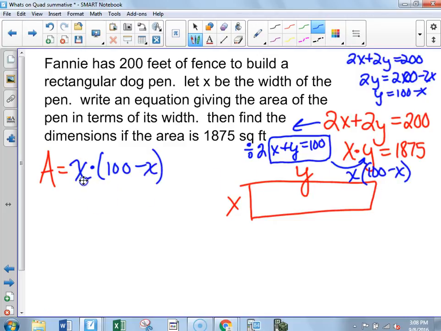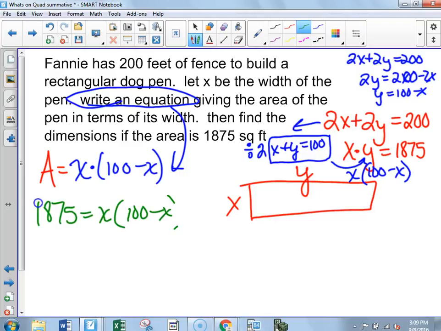Okay. So area is length times width in only x's. That's this part where it says write an equation. Okay, it's going to look like that. Now how do we find the dimensions if the area is 1875? If you had to do that algebraically, you'd have to distribute, get it all equal to 0, use quadratic, it actually factors. Okay? We did a lot of these with big numbers like that just by graphing, right?